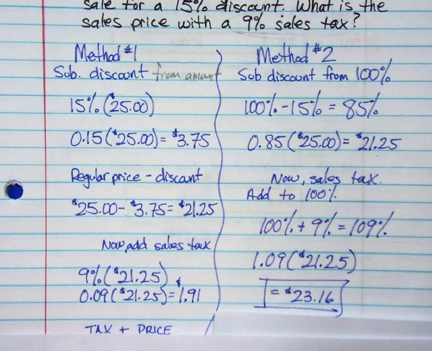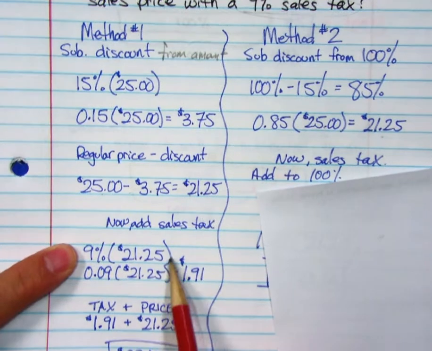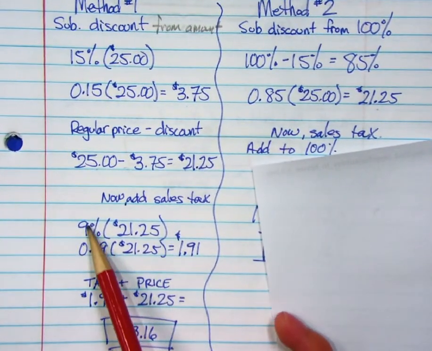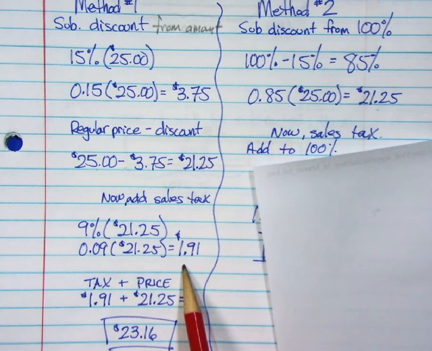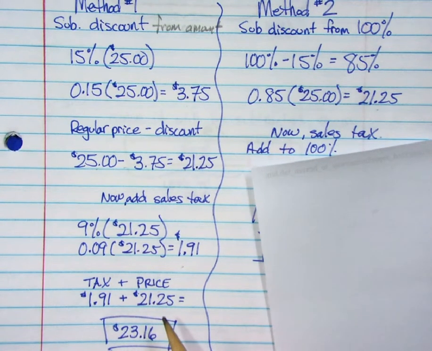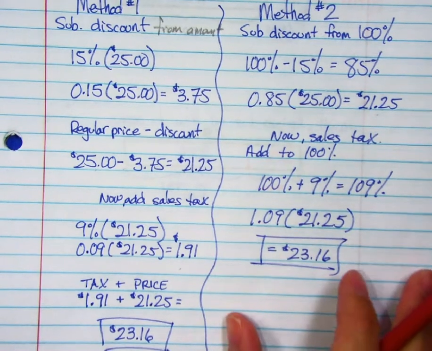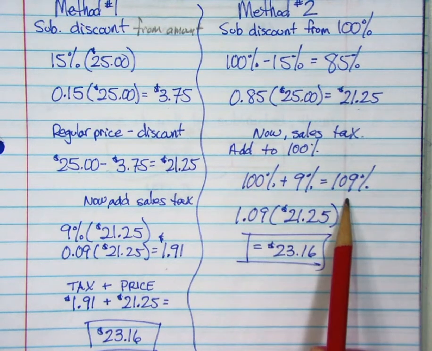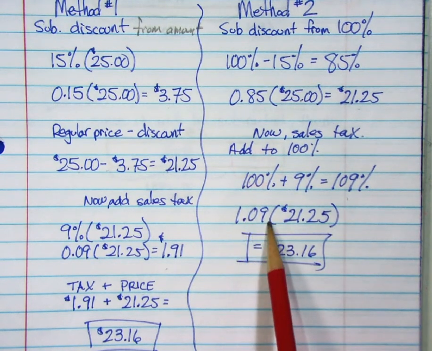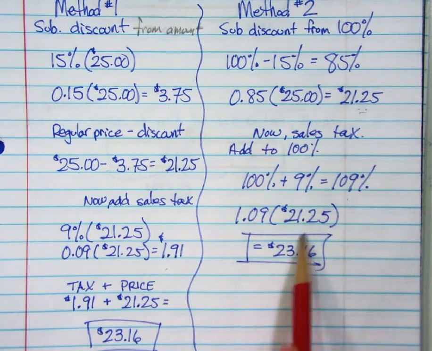So from here, method number one, I've got $21.25. I've got 9% of that as sales tax, so I change 9% to 0.09, multiply by $21.25, and that's $1.91. So then I add $1.91 back to my sales price, and there it is, $23.16. Over here, method two was, if I already know that 9% is going to be on top of my total, it's going to be 109%. That's right here, 1.09. So 1.09 times the sales price gives me $23.16.